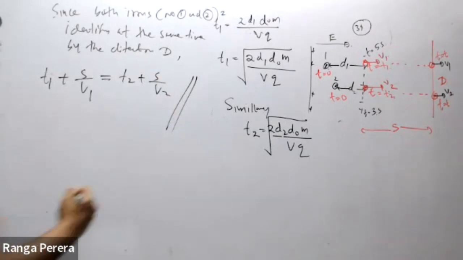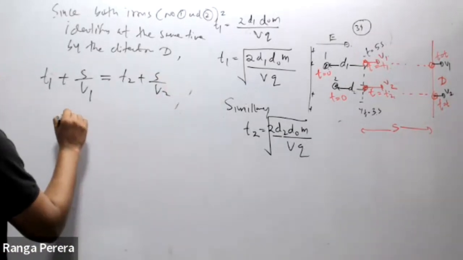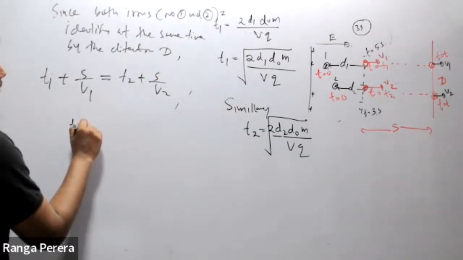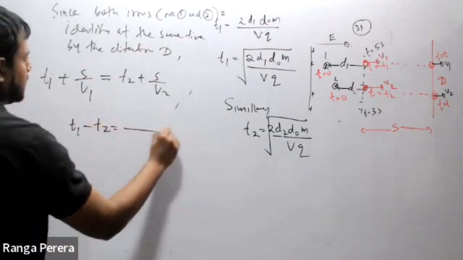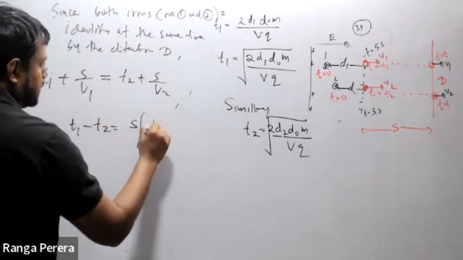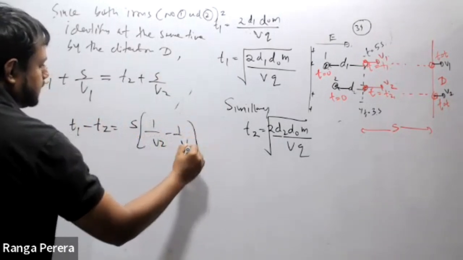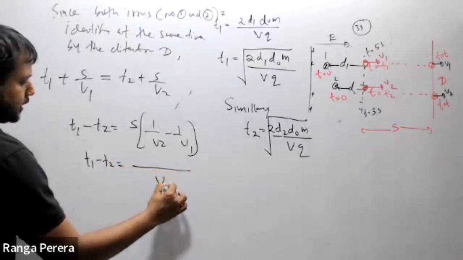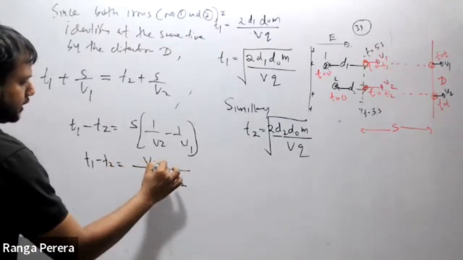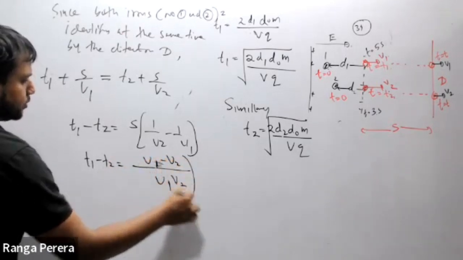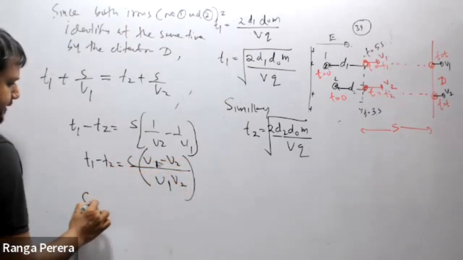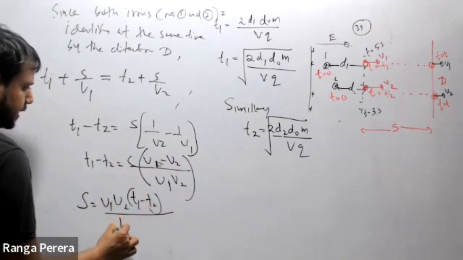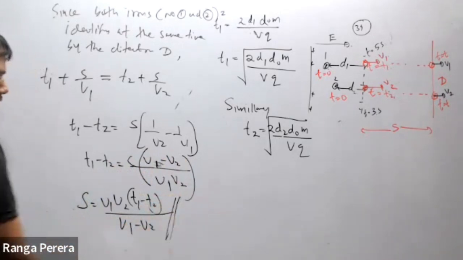So they want us to calculate the value for S. We simplify that. T1 minus T2 equals S times (v2 minus v1) over v1 v2. So S equals v1 v2 (T1 minus T2) divided by (v1 minus v2). This must be your answer.